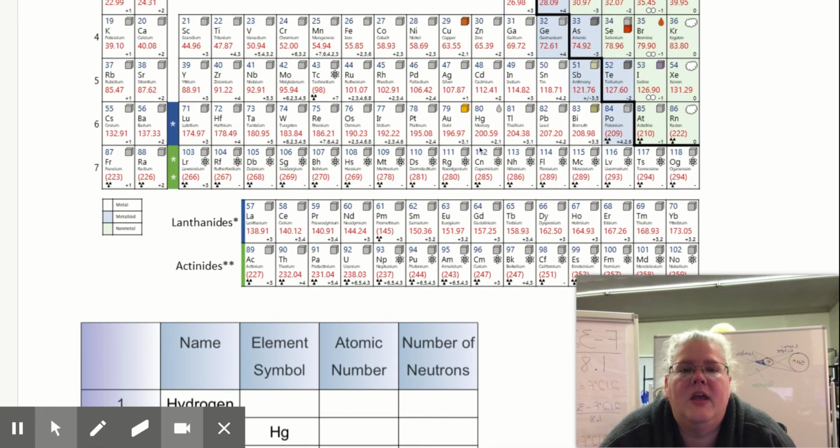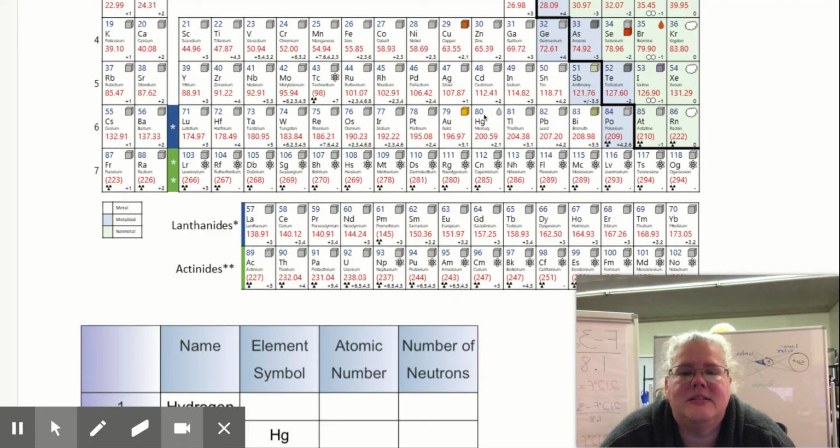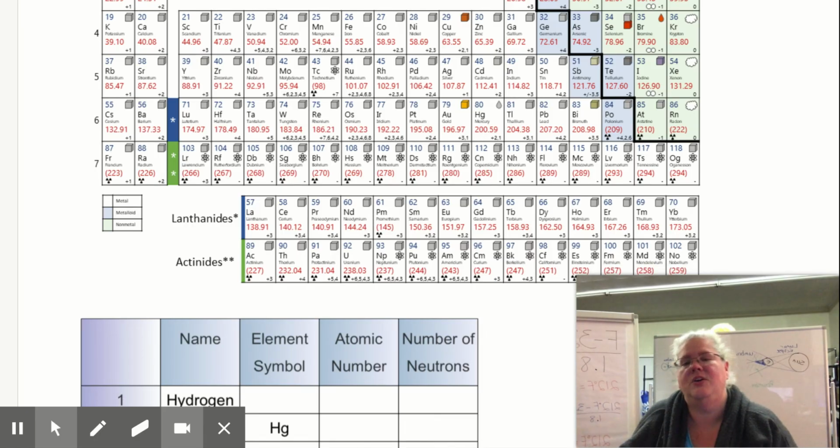Hg is right here. It's mercury. Its atomic number is 80. Its atomic mass is 200. So 200 minus 80 means there's 120 neutrons. So that's how you figure that out.